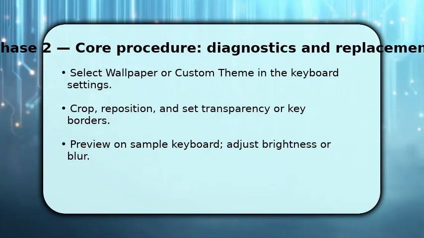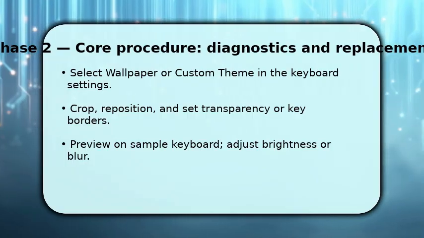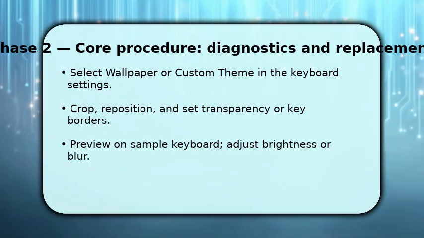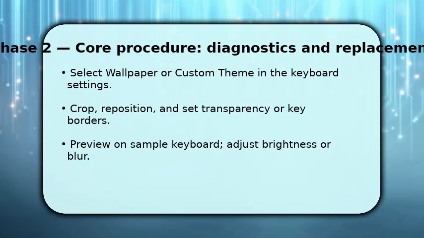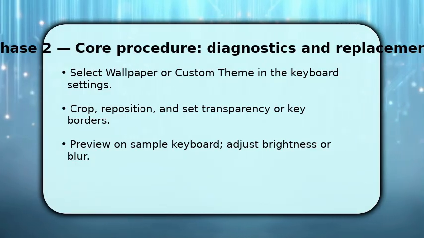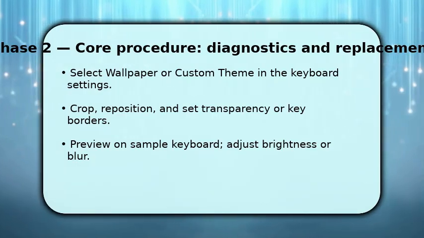Preview the sample keyboard and type a few characters to judge visibility. If letters are hard to see, increase key background opacity or add a subtle shadow. Finally, save the theme and set it as active, then test in messages or notes to confirm consistency.